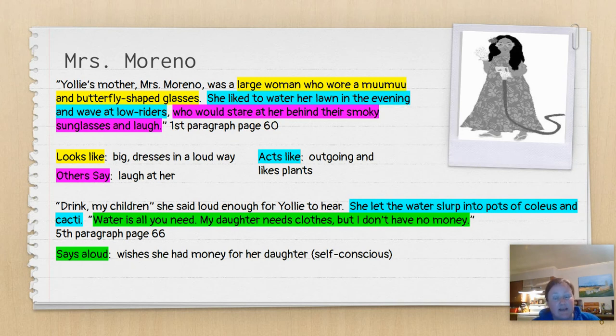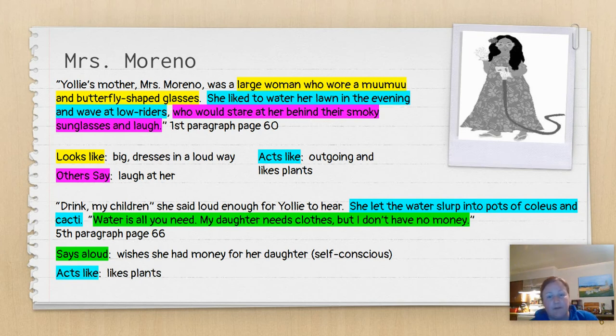What Mrs. Moreno says here is really important. She's talking to the plant and she's satisfied because she's able to provide the plant with water. In the same thought, she's saying aloud that her daughter needs clothes, but she can't provide for her. So I can make this inference that she is self-conscious as well, because she's judging herself: yes, she's able to take care of this plant, but she can't take care of her own daughter. And that's really frustrating for her. And so she's judging herself in this moment, which makes her self-conscious.